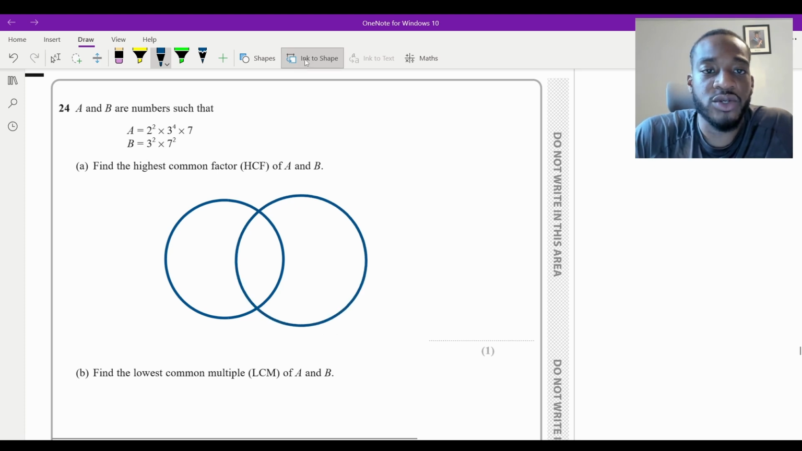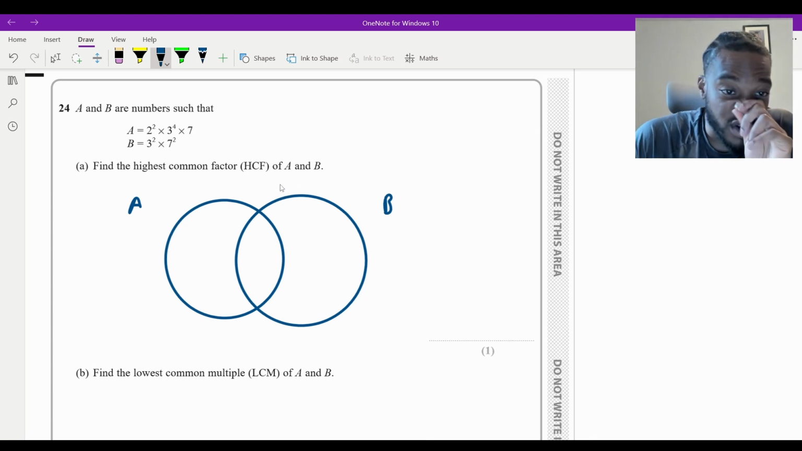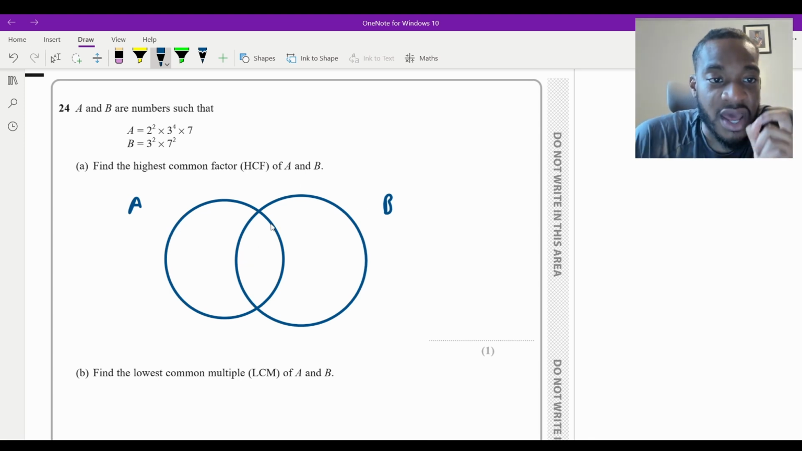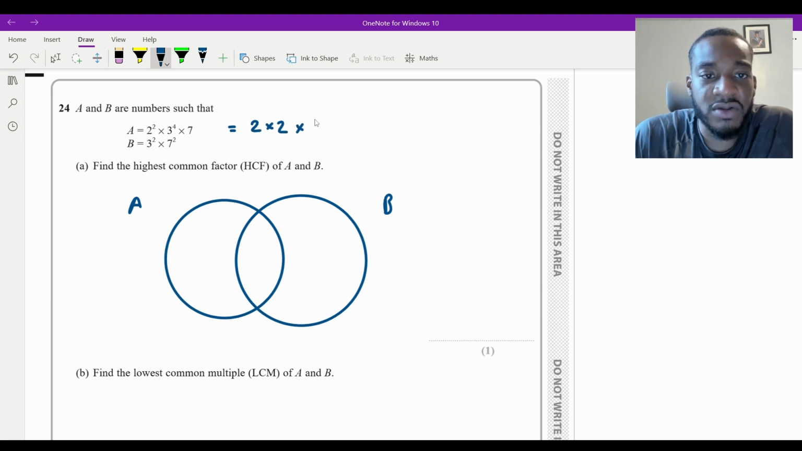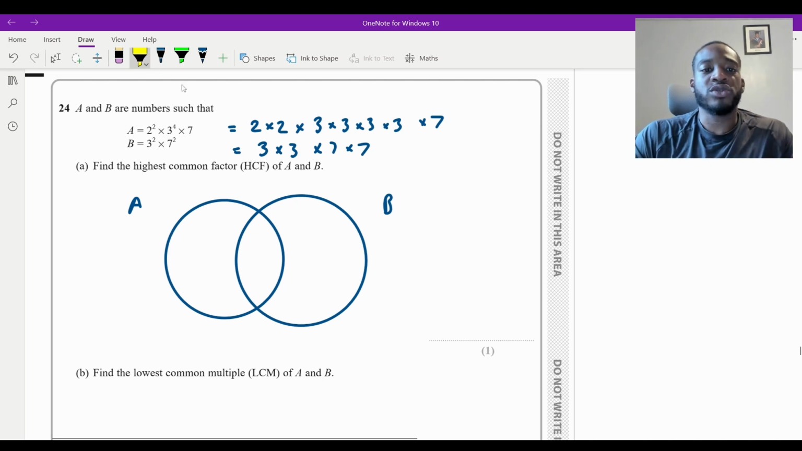So I've got two numbers A and B, and we're going to put this into our Venn diagram. Obviously the middle is going to have the factors that they both have in common. So just to make it really easy, I'm going to write this out. 2 squared is 2 times 2. 3 to the 4 is 3 times 3 times 3 times 3. And then we'll times it by 7. And the bottom one is 3 squared, which is 3 times 3, times 7 squared, which is 7 times 7. So now, what do they have in common?